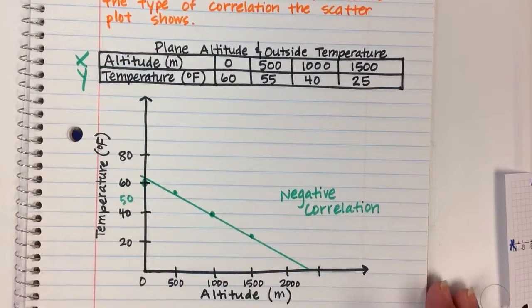All you're doing is graphing the points that are given and determining positive or negative correlation.